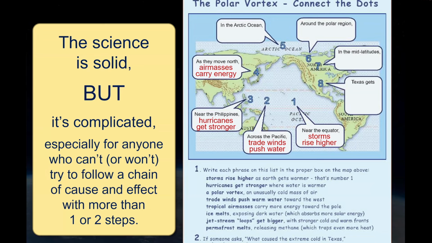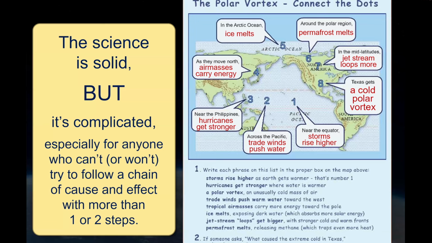As those air masses move north, they carry a lot of latent heat, evaporated water, with them. And when they get to the Arctic Ocean, they help make the ice melt a little bit more. With more melting ice in the Arctic and warmer air, permafrost is likely to be melting, and this creates bigger loops in the jet stream in the mid-latitude. And the effect of that is to push some cold air all the way down to Texas.